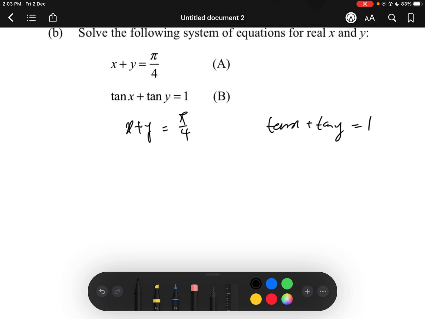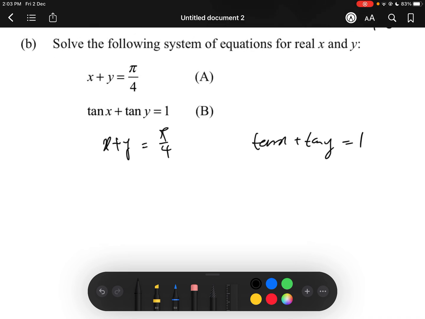So let's start off by looking at the easier equation. I think the easier equation is x plus y equals pi on 4. So we can rewrite one of these variables in terms of the other and substitute it into the second formula. I think that's the best way to approach it. So we can say that x equals y minus pi on 4, or the other way around, pi on 4 minus y.